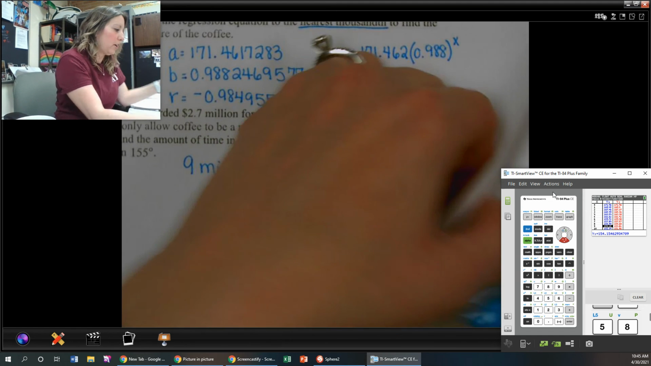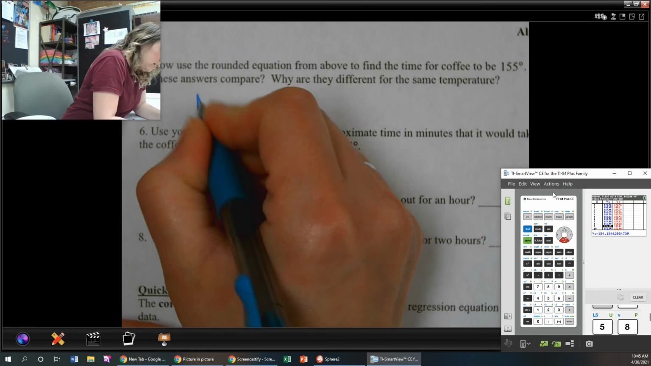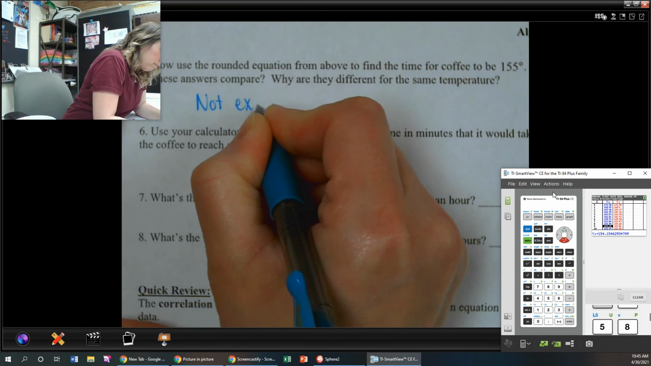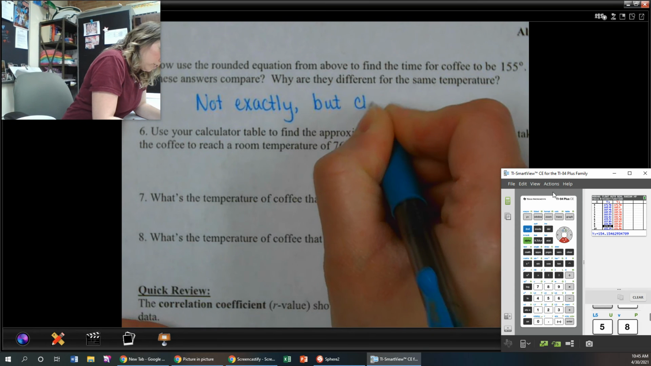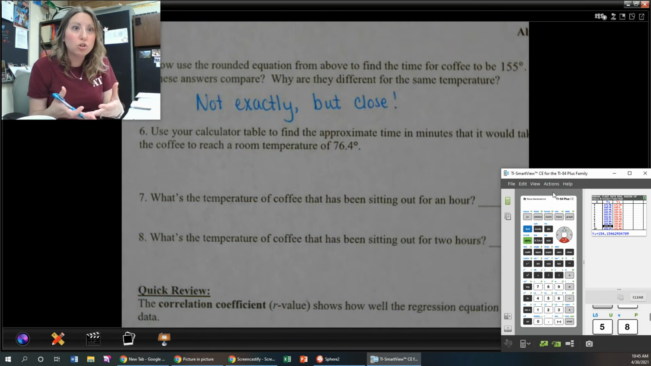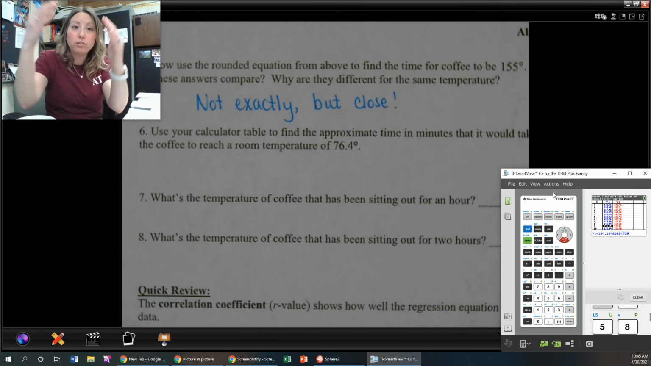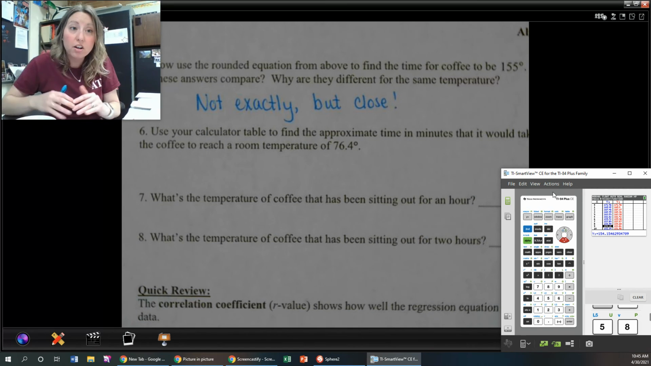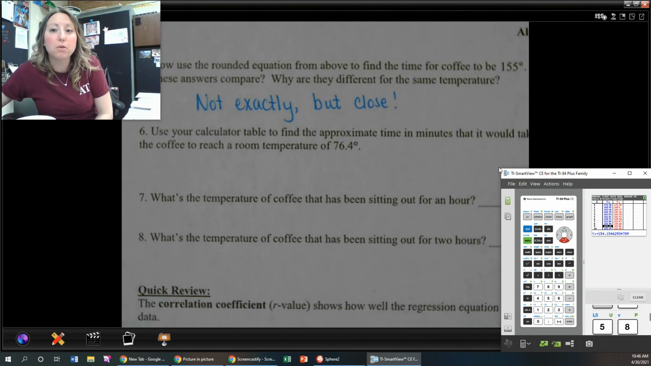Scale our calculator down again. Get on to the next question. Now compare the rounded value. Are they the same temperature? Not exactly, but close. And that's why we wanted to look at both, because they're not exact. If we're trying to look at some other values, we can see down the line they are changing their paths. We can see that they're going a little bit away from each other as the minutes increase.